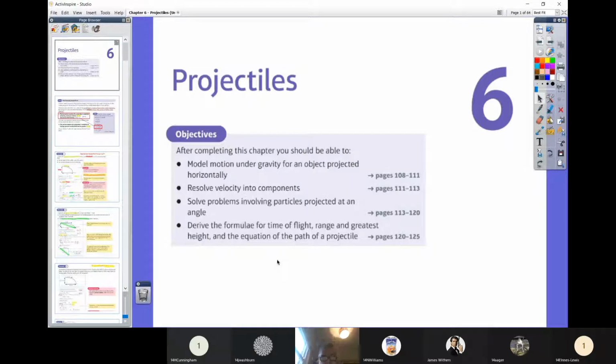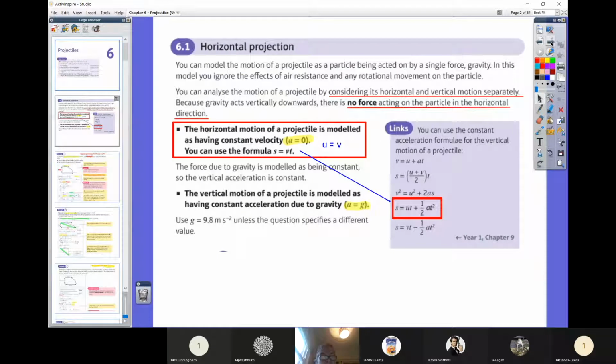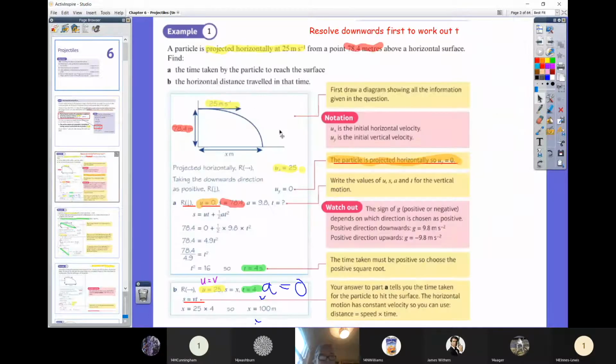Projectiles chapter, as you know, and I'm just going from the beginning. So last lesson we just went from the beginning, and the key bit was when we're resolving horizontally there's no acceleration, when we're resolving vertically the acceleration is gravity. And all the exercise 6a that we did were where we were projecting horizontally from a height. So that's really what we worked through last lesson.